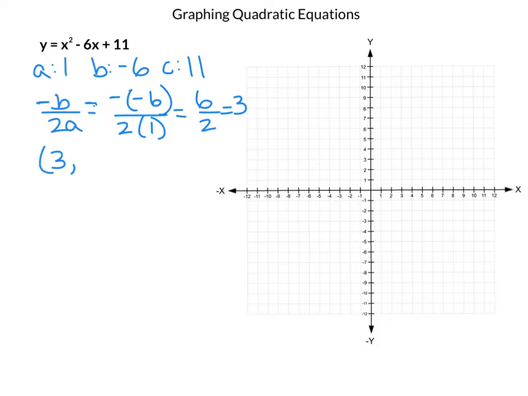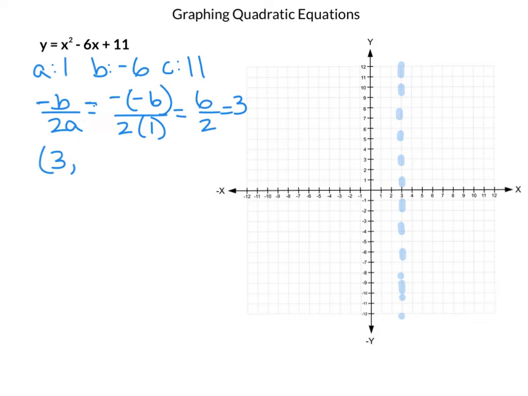So it's going to be 3 something. I know that my axis of symmetry is going to be x equals 3. So I can go over here to my graph and I can draw a dashed line at x equals 3, because that is going to be the axis of symmetry in my graph.